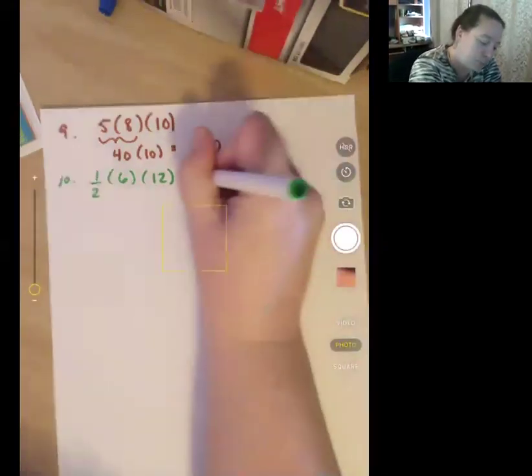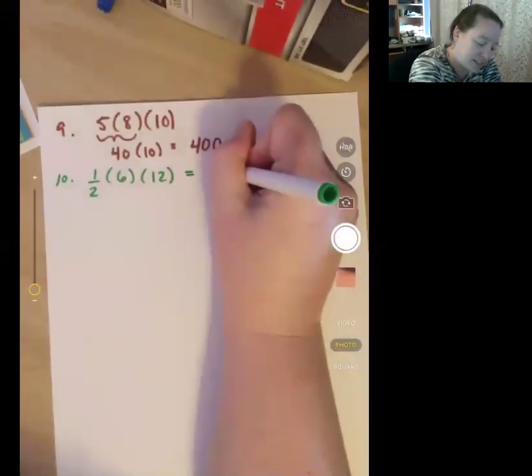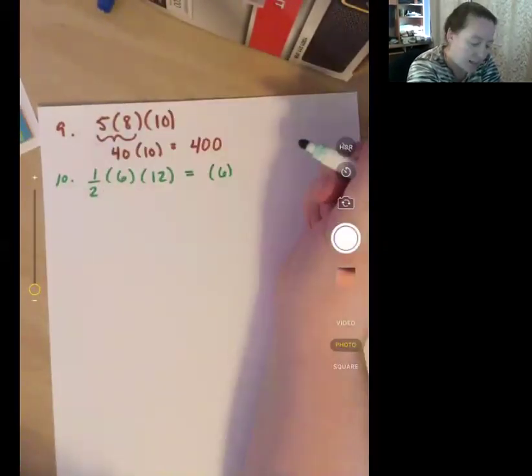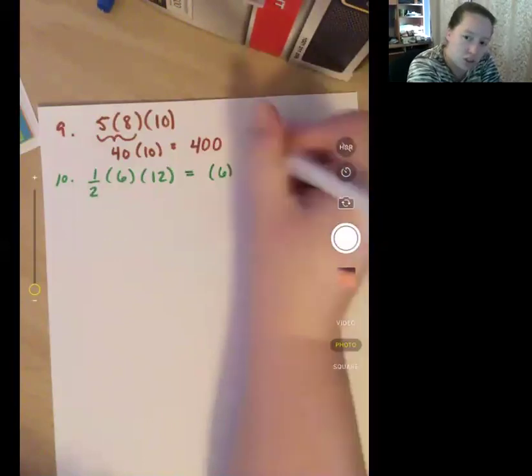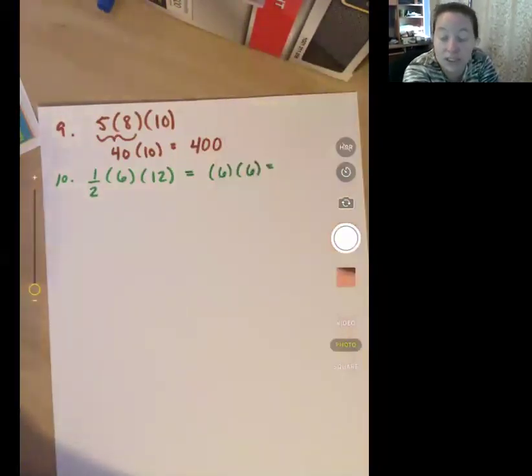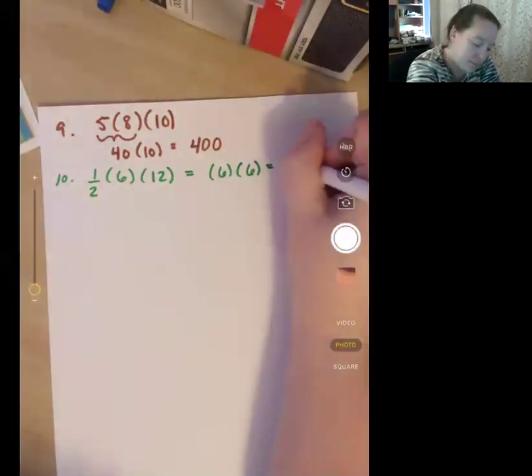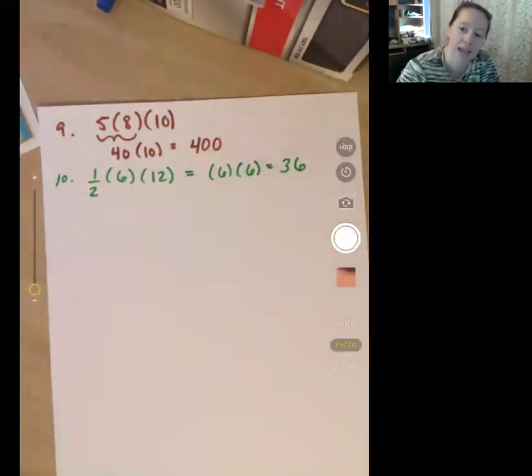Which means that I end up rewriting this problem as the 6, which I started with, and then 12 divided by 2, which is also 6. So I now have 6 times 6, which is 36. And that's my answer for that one.